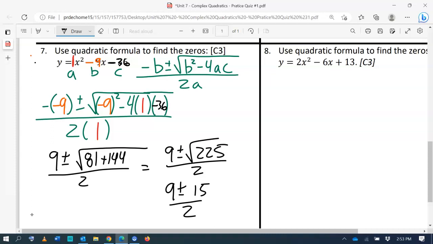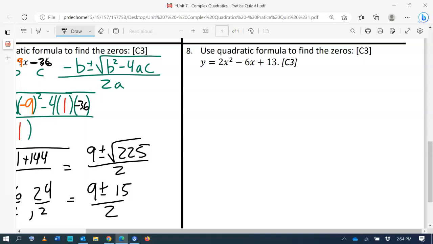So we have two answers here. 9 plus 15 divided by 2. So we get 22. Sorry, that's not 22, it's 24. 24 over 2. And our other answer is 9 minus 15, which is negative 6 over 2. And both these can be simplified. We get negative 3, comma 12. I'll write that again for you all. And those are the two answers.